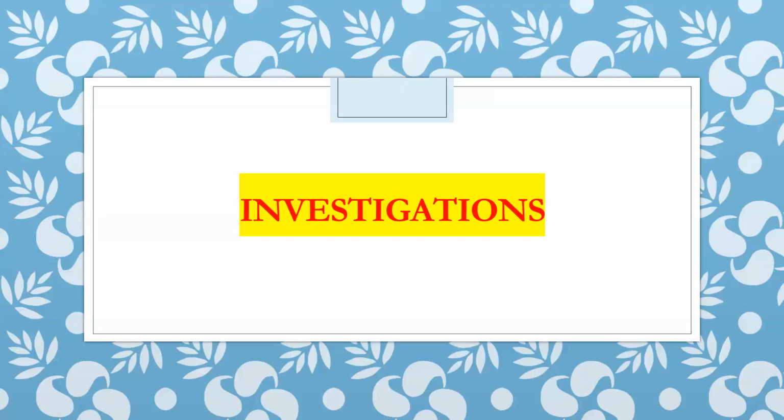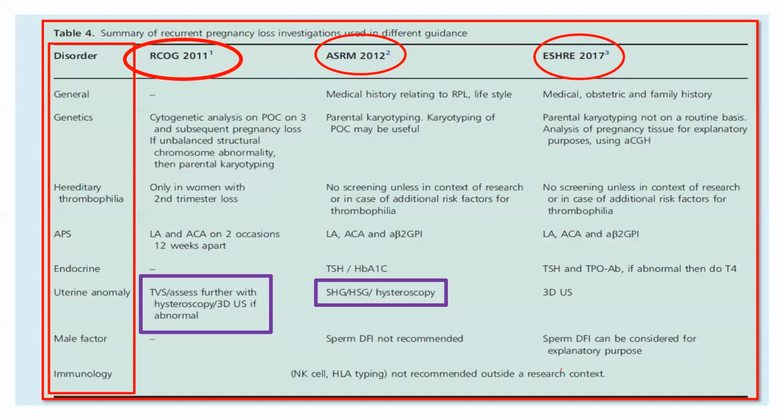Okay, so in terms of investigations, what do you think is going to be the most important? So yeah, we are going to evaluate every risk factor, and then we are going to give them investigations. All right. So there is going to be the investigation in the different guidance. So again, we are going to give the broad overview. So generally, RCOG doesn't give multiple guidelines.